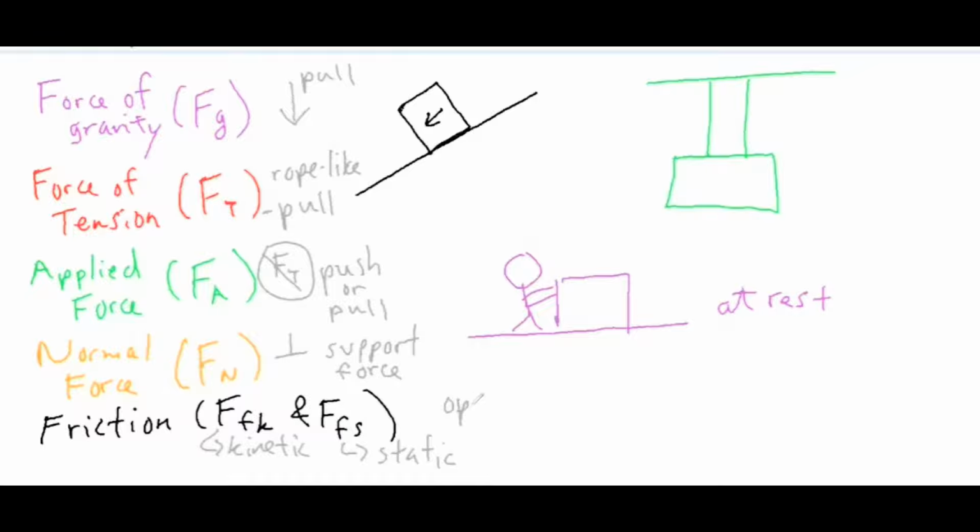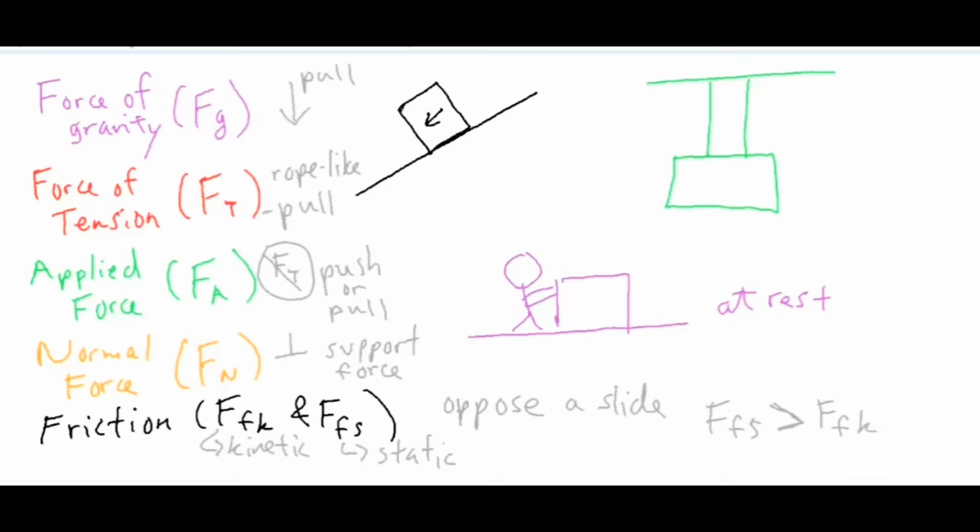For these, we'll just basically say that these oppose a slide. Kinetic is opposing the slide of something that is actually moving, and static is opposing the slide of something that is trying to move but remains at rest. Now, the force of static friction is always greater than the force of kinetic friction on the same surface.